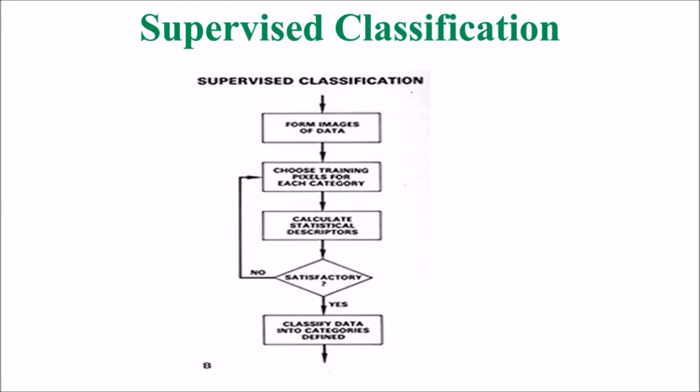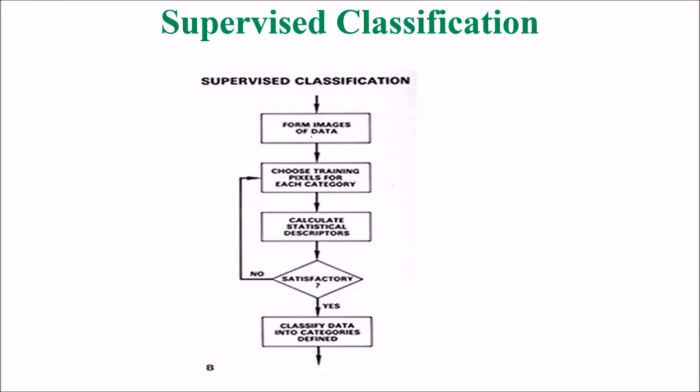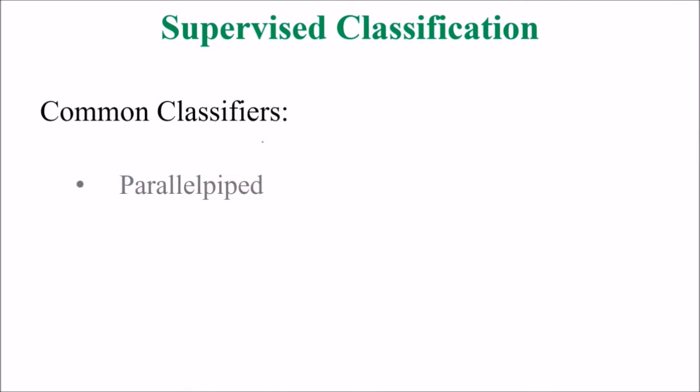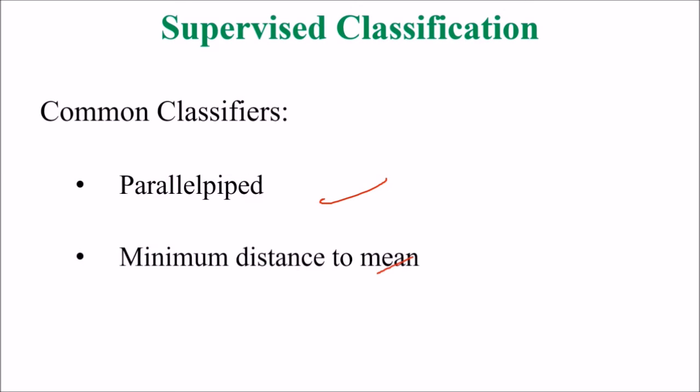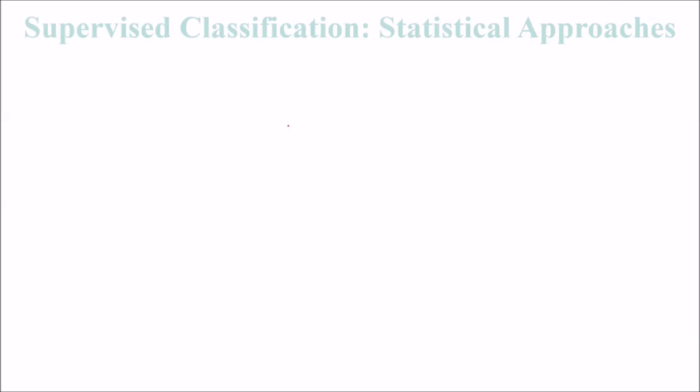In the supervised classification, as we just said, we form images of data, choose the training pixels, and this is the training part. This is a very important part. In the training areas, you take the places, or you train, depending upon the area you know. In unsupervised classification you do the segmentation, that means you are not aware of the places, but in the supervised classification you are aware. So you have chosen the training samples. Now you do the segmentation, that is, you segment the area. So what are the common classifiers here? You can use the parallelepiped, minimum distance to mean, and the maximum likelihood. In the supervised classification, parallelepiped, minimum distance to mean, and maximum likelihood are the major ones.